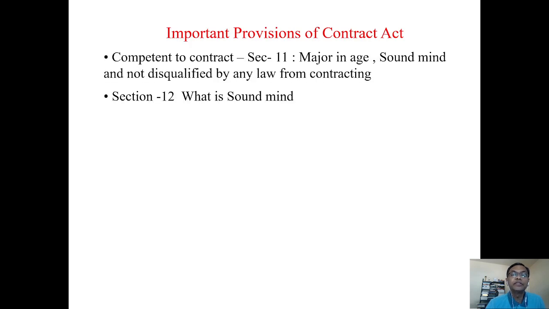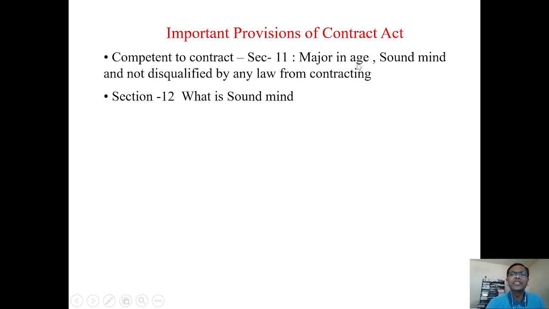Section 11 defines the age of majority. Who are competent to contract? That is given under section 11 of the Contract Act. He should be major in age, meaning law assumes that a person below 18 years of age has no mental capacity to enter into an agreement.